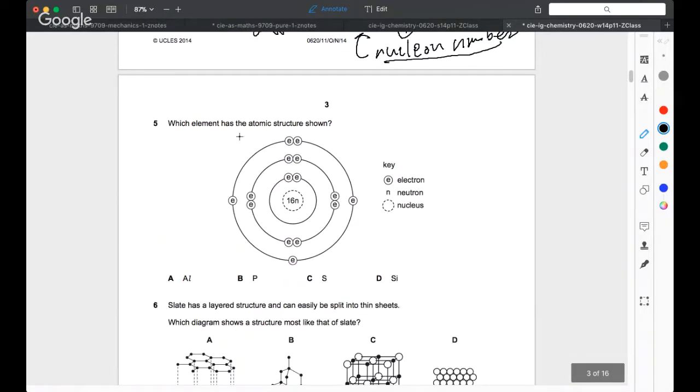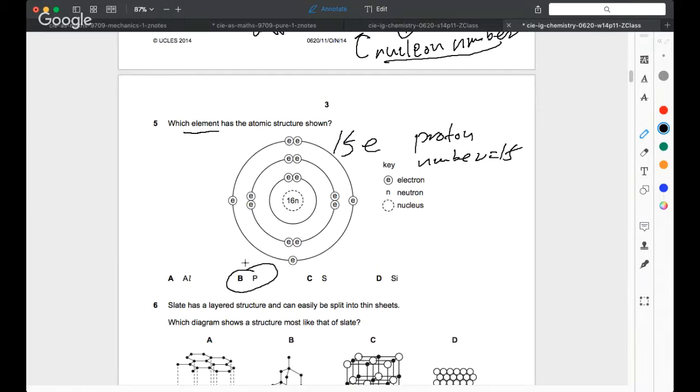Right, number five. So what element? As I've said, the element is determined by the proton number, and in a neutral atom, the proton number is the same as the number of electrons. So if we count the electrons, we have 15 electrons in total. So the proton number will also be 15. So which element has a proton number of 15? That would be B, phosphorus.